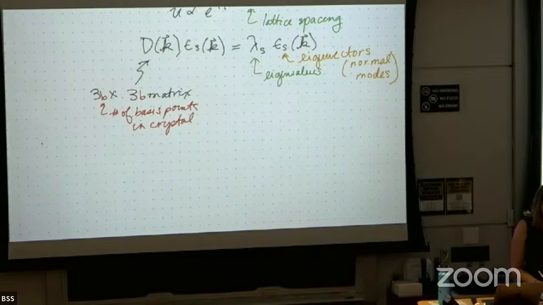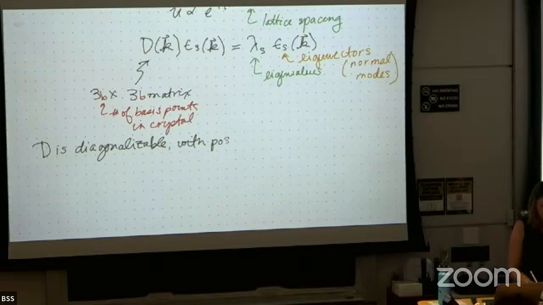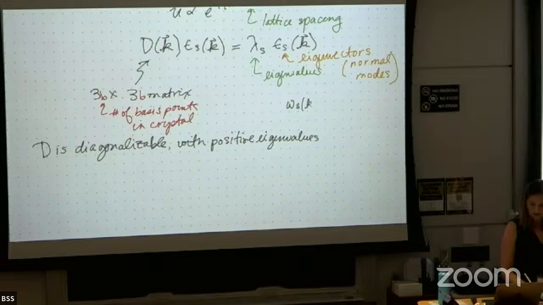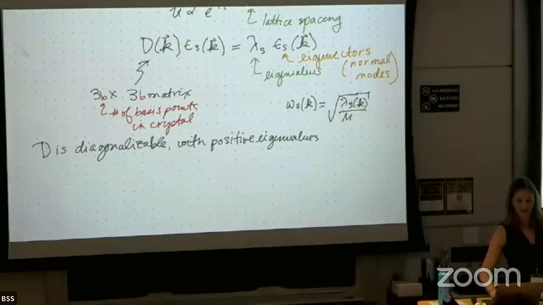Basically, we know that D is diagonalizable with positive eigenvalues, which means I can think of these eigenvalues, lambda, as defining a characteristic frequency. If I perturb the system along a normal mode, it will ring with that frequency. This M is just a mass. It's just an oscillating oscillator. Great. So this is the physics definition.